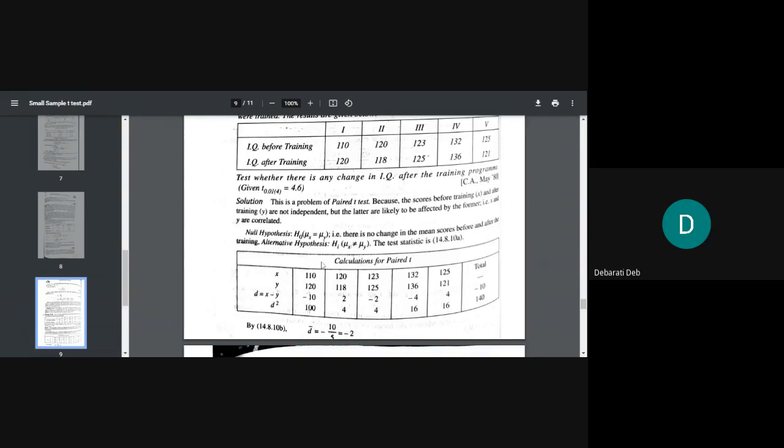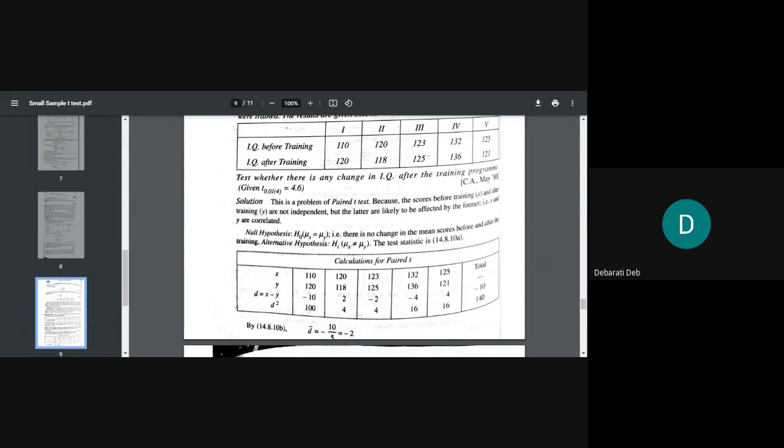Okay, so what are you assuming? You are assuming that the training was ineffective, right? The training was ineffective because you are assuming the mean score before the training and after the training to be equal, right? So you write the null hypothesis H naught: mu x equals mu y. That is, there is no change in the mean scores before and after the training. All right, just write down quickly, or you can skip writing now. Just listen to me, understand the problem, listen to the recording, pause it, write, pause it, write. Like that also you can move ahead.